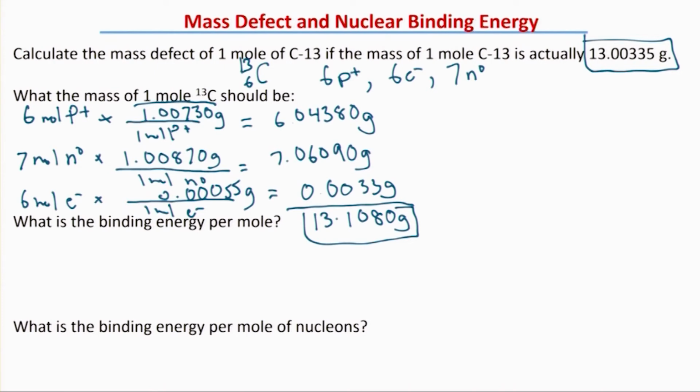And so the mass defect then is just the difference between there. So mass defect would then be, take the bigger one, 13.1080 grams minus your 13.00335 grams.